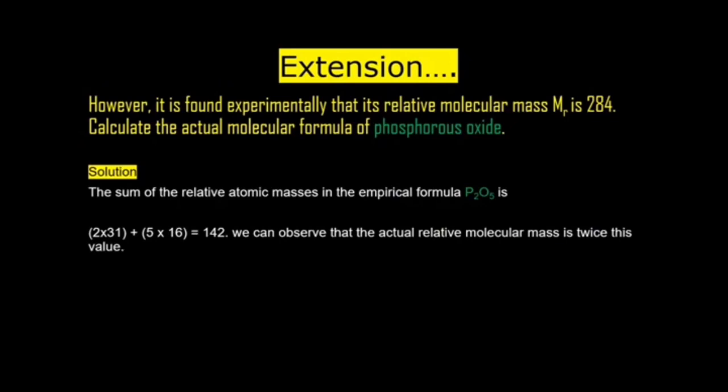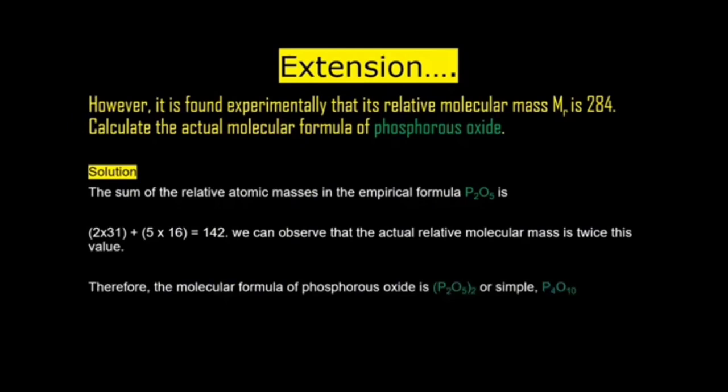62 gives us 142. But you can observe that the relative molecular mass is twice this, because if we multiply 142 by 2, it gives us exactly 284. So you can see here that the actual relative molecular mass is twice this value, and hence the actual molecular formula of phosphorus oxide is P2O5 times 2, or to make it simpler, P4O10. What this means is we have 2 molecules of phosphorus oxide, or P2O5, coming together to form 4 phosphorus and 10 oxygens in one.